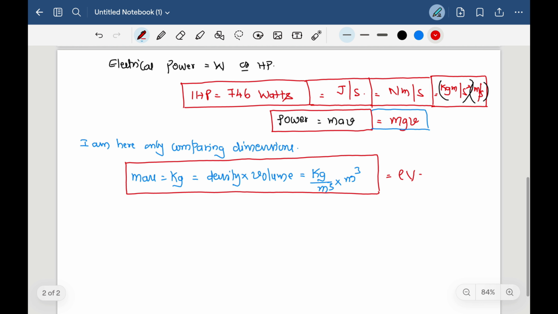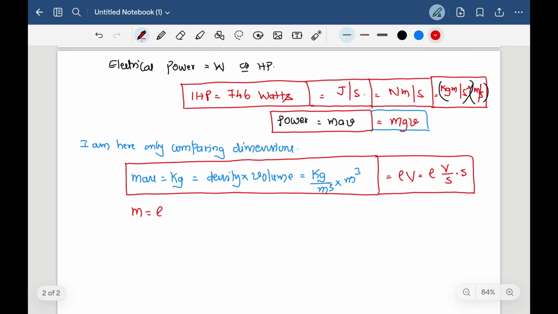Can we say like this? Instead of volume, volume per second. Can we say like that? Rho into volume by second. Can we say this? That means mass is equal to rho into Q into second. Do you agree? Where Q is flow rate.